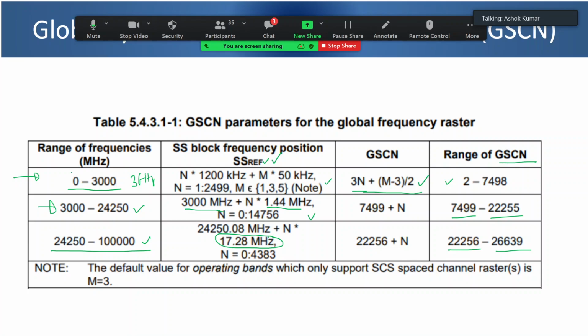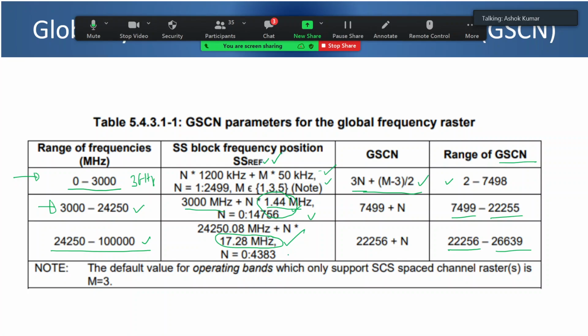When we say up to 3 gigahertz, those are the 900 megahertz band, 1800 megahertz band and so on, where channel bandwidth is less. So our step size is less in this case. We will see the calculation. In the mid band, going up to 24.25 gigahertz, the step size is 1.44 megahertz, but in millimeter wave, beyond 24.25, it is 17 megahertz.